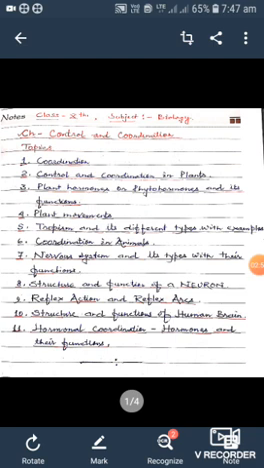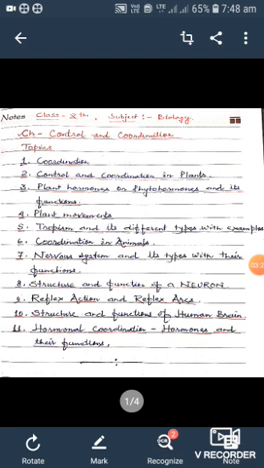Now the second topic of this chapter is control and coordination in plants. You have to study it in detail. Third one is plant hormones or phytohormones and their different functions. Fourth, plant movements. Fifth, tropism and its different types with suitable examples. Sixth, coordination in animals. Seventh, nervous system and its types with their functions.